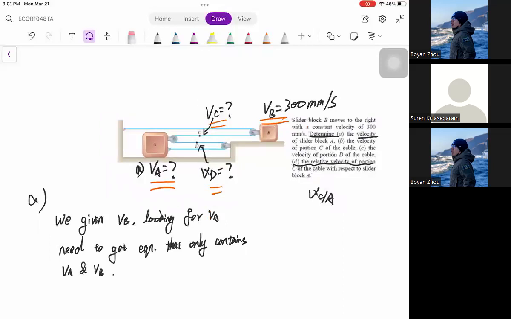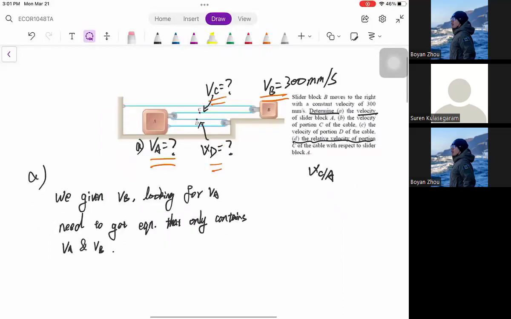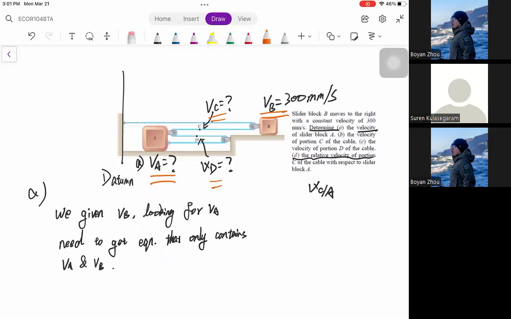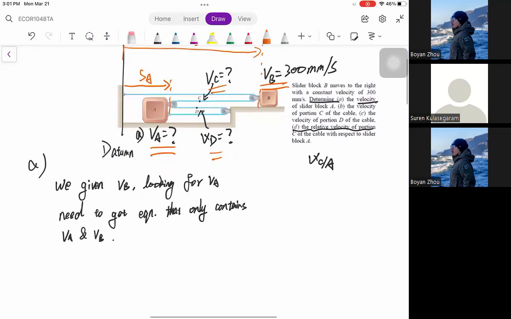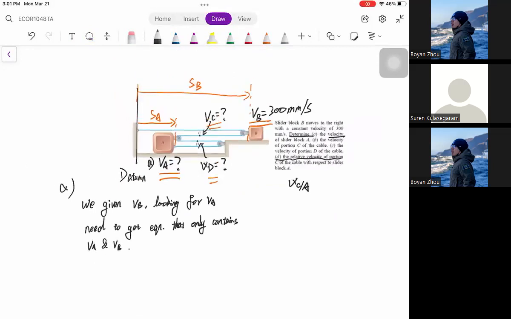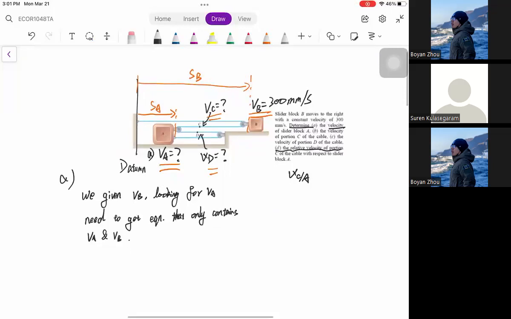And then we can set a datum and mark the distance. So for this one, I'm going to set a datum here. I'm going to say from the datum to point B is SB, and from the datum to point A is SA. So just like before, we're going to say the total length of the rope is equal to L. But actually, I'm going to erase those.